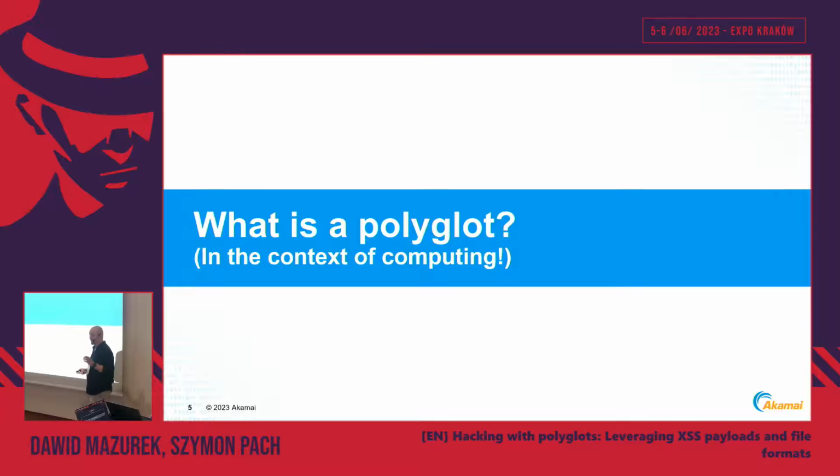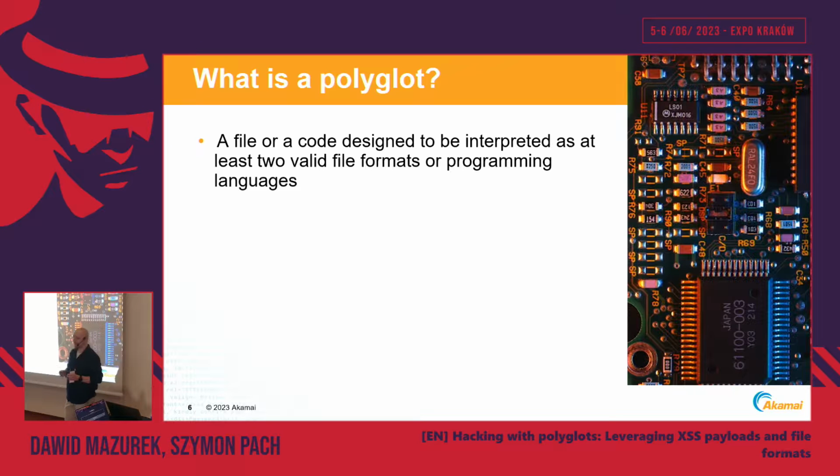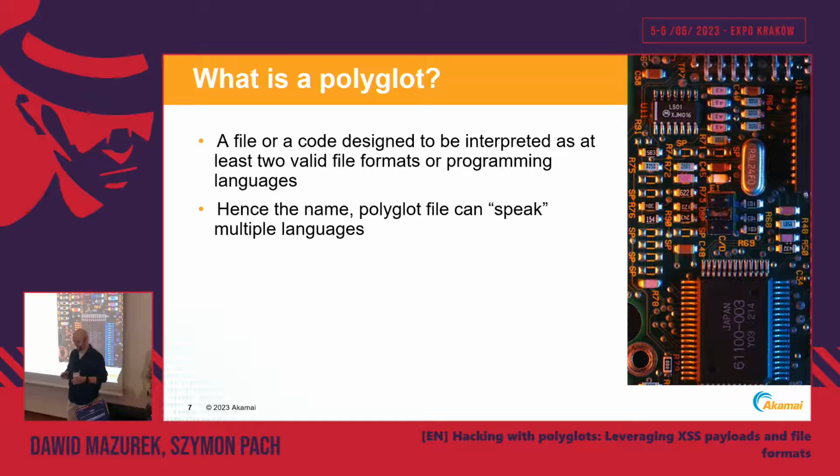Okay, so what is a polyglot? A polyglot is a file or programming code that is crafted in such a way that it can be interpreted as at least 2 file formats or programming languages. And those can be interchanged. I mean, we can have an image that is programming code. That's why we call them polyglots, because they can speak multiple languages.